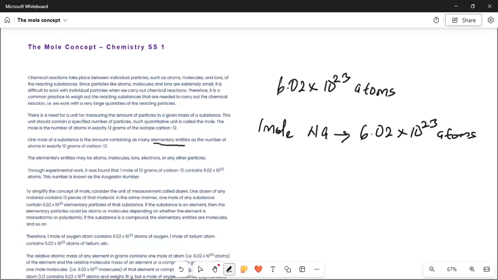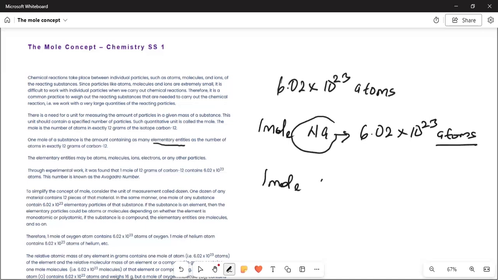That is why I decided to use the concept of a dozen to explain this. For a dozen of anything at all, we know that as long as it's one dozen, it contains 12 of that thing. The same thing applies to one mole of anything, whether it's an element, molecule, or a compound. As long as it is one mole of that, it contains 6.02 times 10 to the power of 23 elementary entities. Here I say atom because of course sodium is an element. So the elementary entity of an element is the atom.